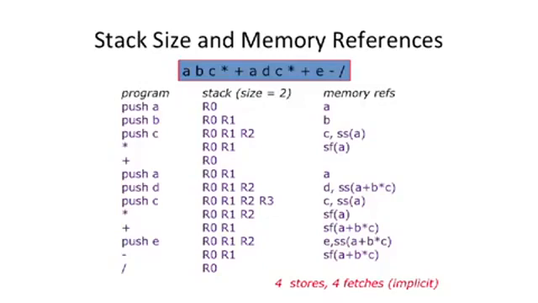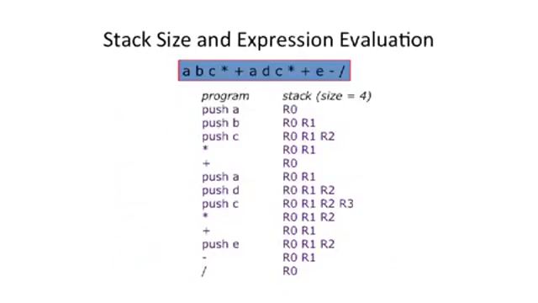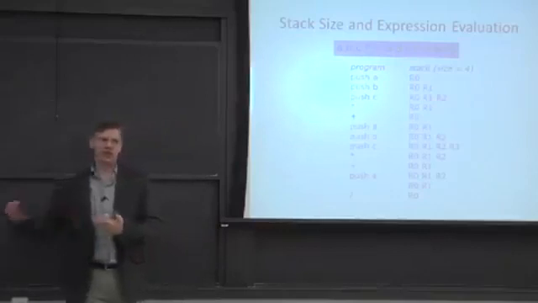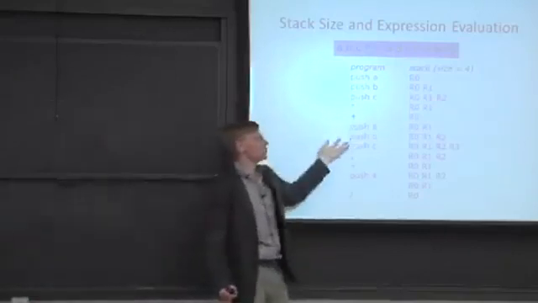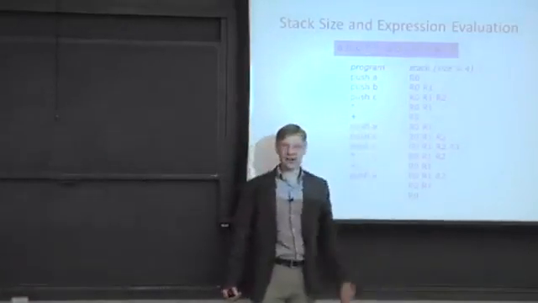Well, let's say we have a machine which has a stack size of 4. If the stack size is 4, at the worst case here, we only ever have to fit 4 things on our stack. So we never have to spill our stack out to main memory. Pushes and pops still have to access memory, but that's what they're trying to do. They're actually trying to access memory.